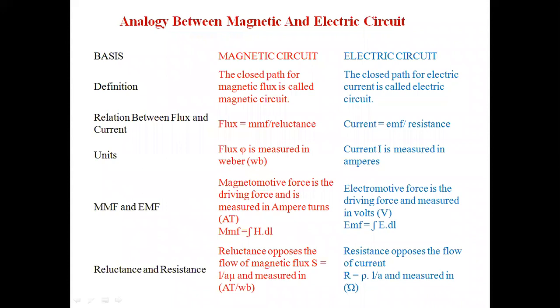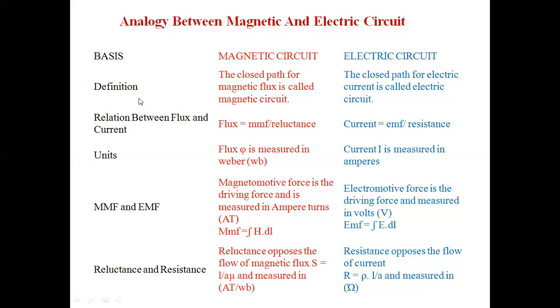Now, the analogy between the magnetic circuit and electric circuit is a very important topic in basic electrical engineering. In this analogy, I can explain the similarities and the dissimilarities between magnetic and electric circuits. I will explain the similarities between magnetic and electric circuits first.